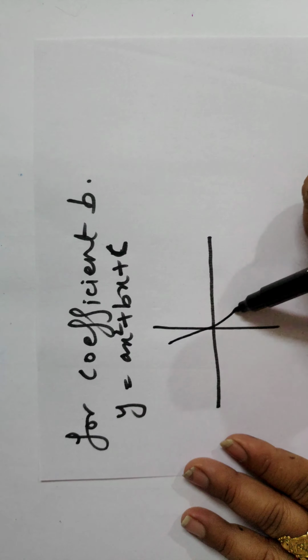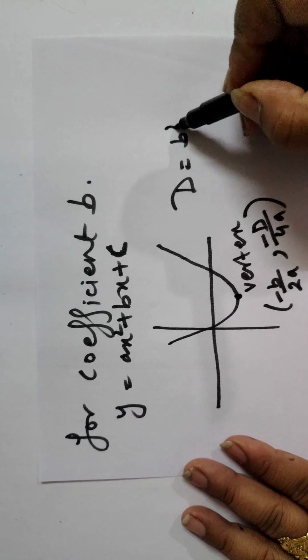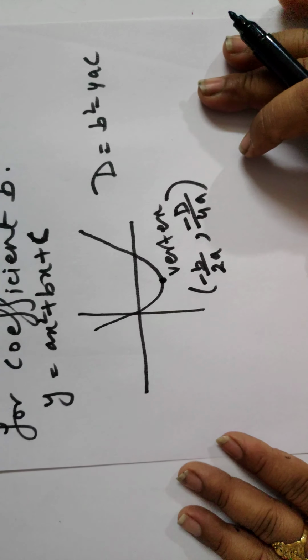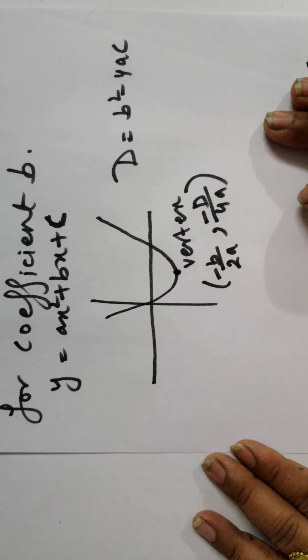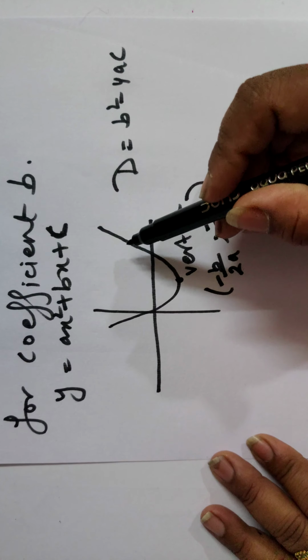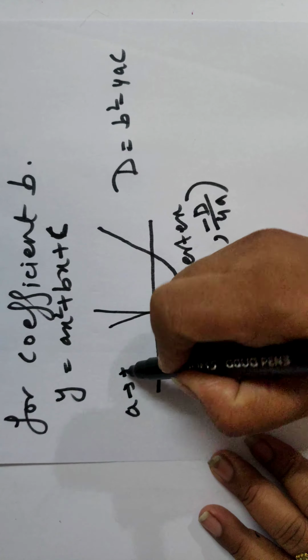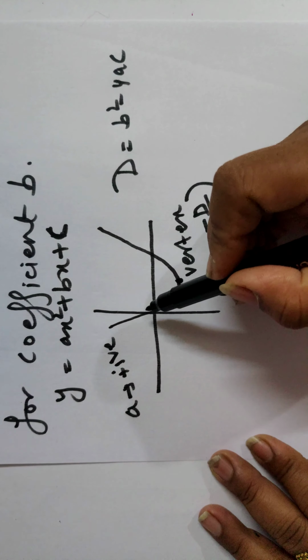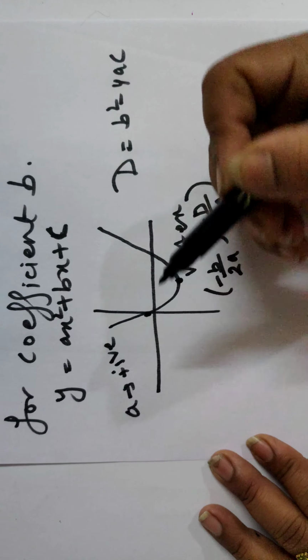See, here it is in a downward direction. This is the only point where it changes its direction and starts going in the upward direction. So what will be the coordinates of this? The coordinates are minus b upon 2a and minus D upon 4a, and D is equal to b square minus 4ac. These are a few things that we just recalled. Since it is in the upward direction, A is positive. Since it cuts the y-axis in the positive, C is positive.